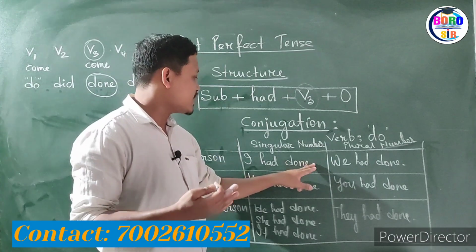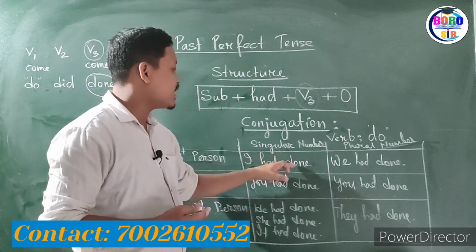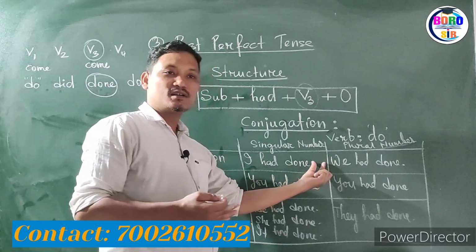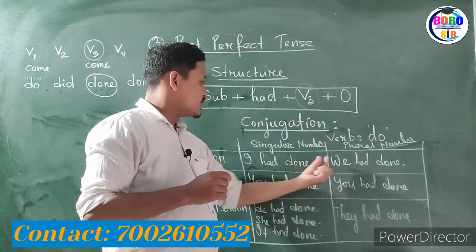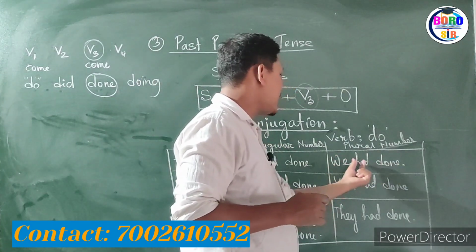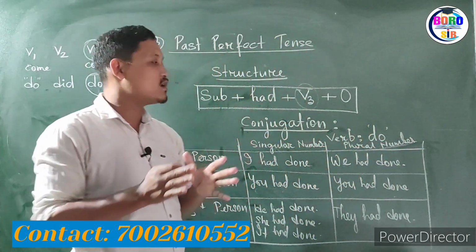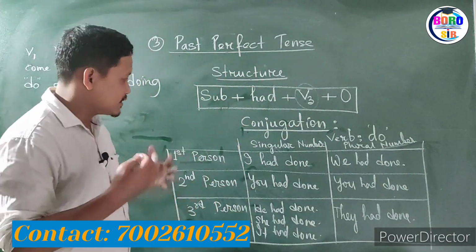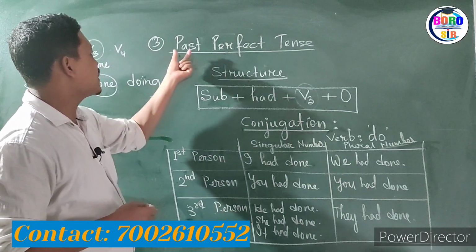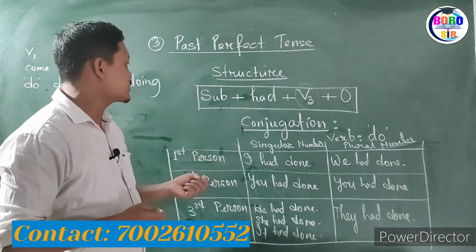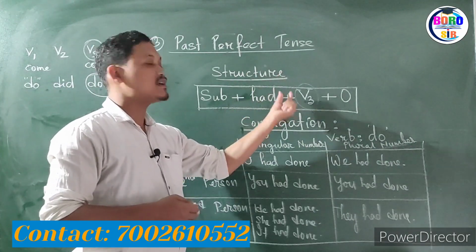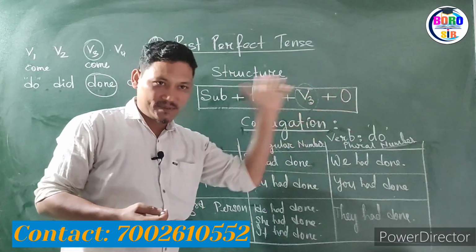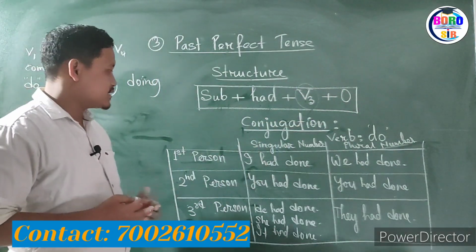The object may be added, like I had done the work. So I can add two more words here, the work. Here also we can add, we had done the work. The work will be the object for this conjugation. So we have come to know that the past perfect tense has the structure subject plus had plus verb number 3, the past participle of the main verb, then the object. So I think that you have understood.